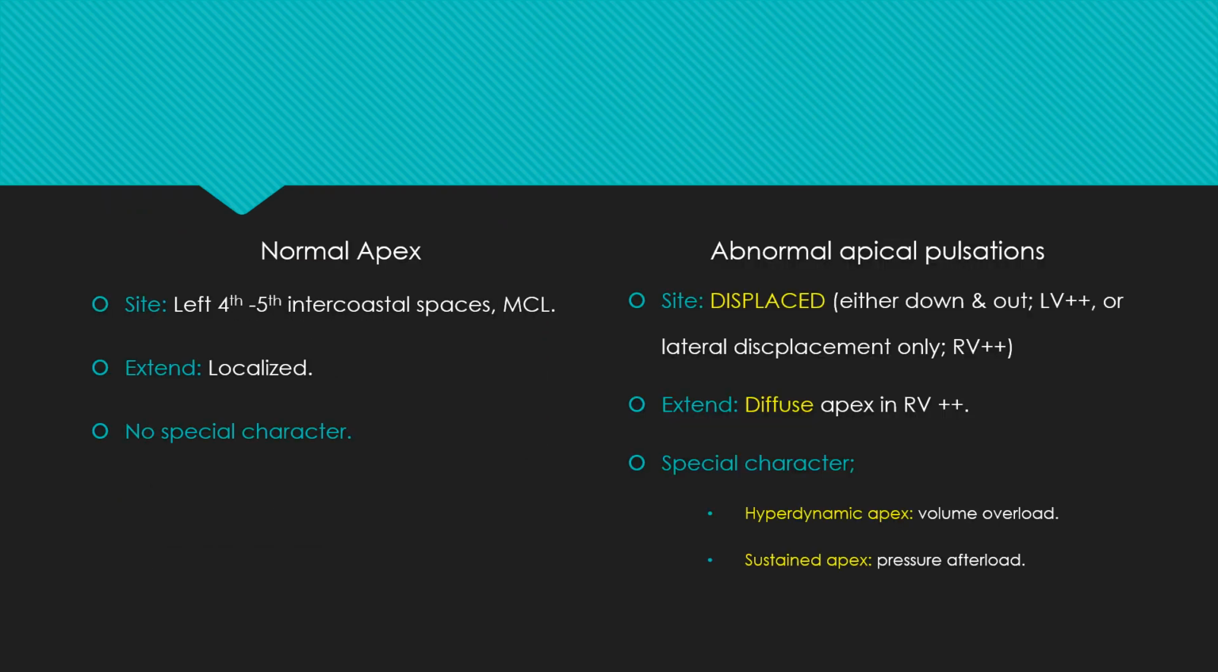A normal apex lies in the left fourth to fifth intercostal space, mid-clavicular line, usually localized to one intercostal space with no special character. Displacement of the apex indicates cardiac enlargement. Also, the extent of the apex in more than one intercostal space indicates right ventricular dilatation. And sometimes with cardiac lesions, the apex can be hyperdynamic with volume overload, or a sustained apex with pressure afterload.